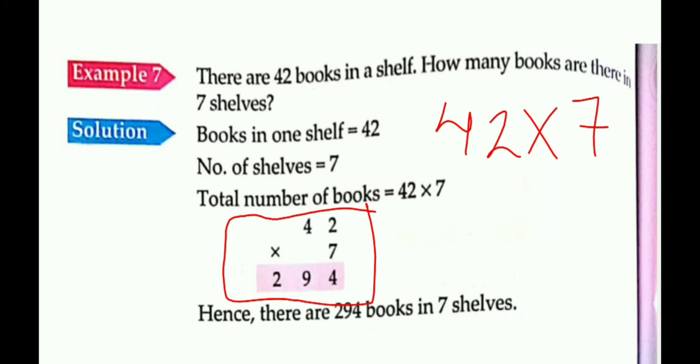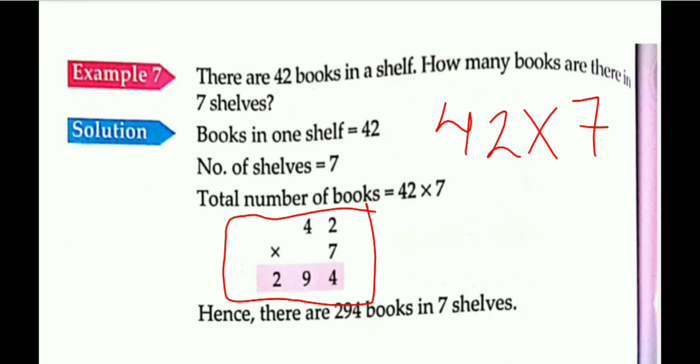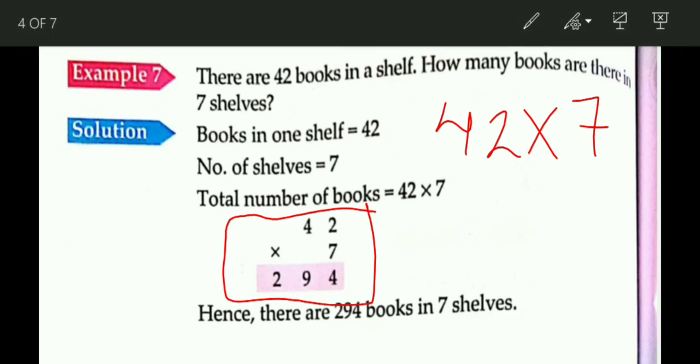Why 7? Because they asked about 7 shelves, all right. And why 42? Because 42 is already here. 42 books is in a shelf, all right. So everything is given in the question. You only have to multiply it, all right.